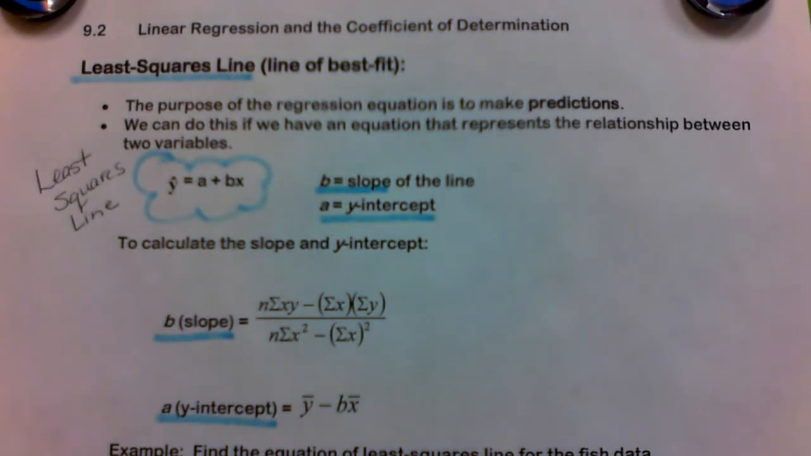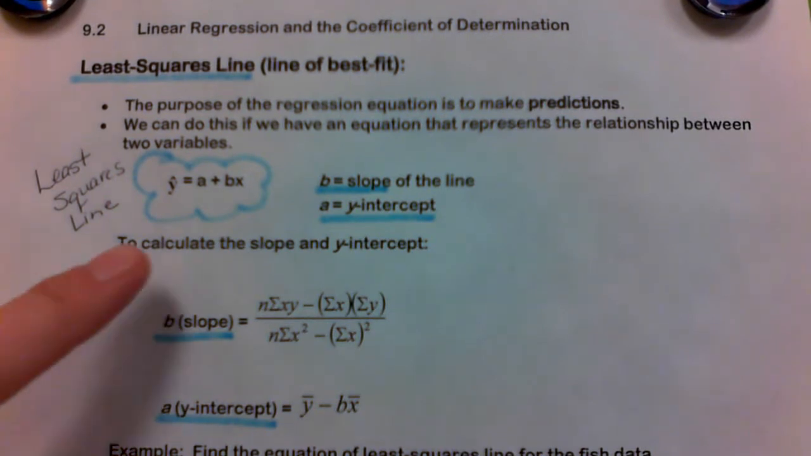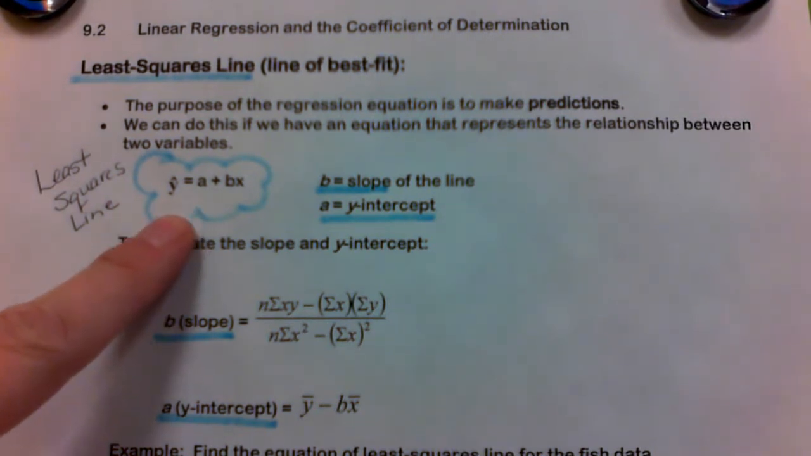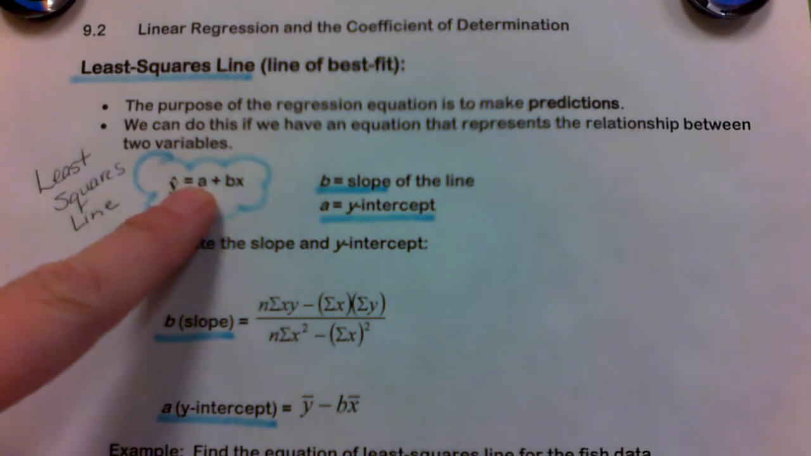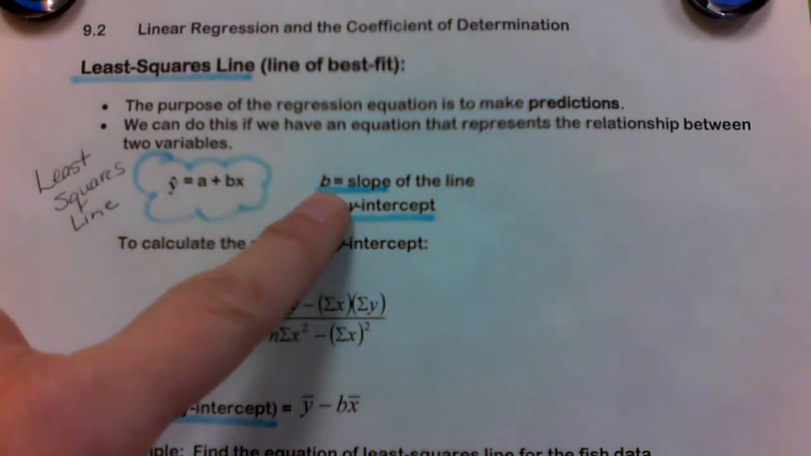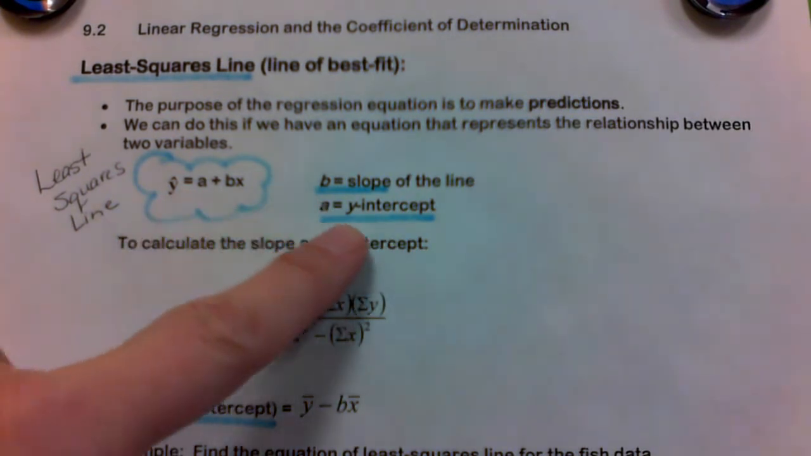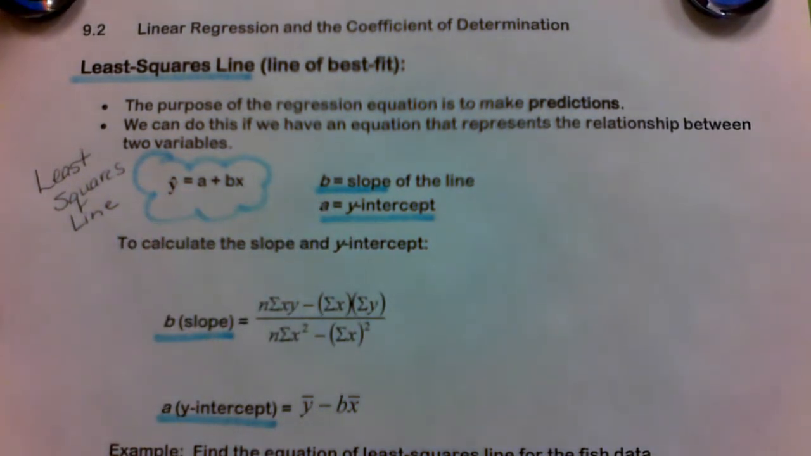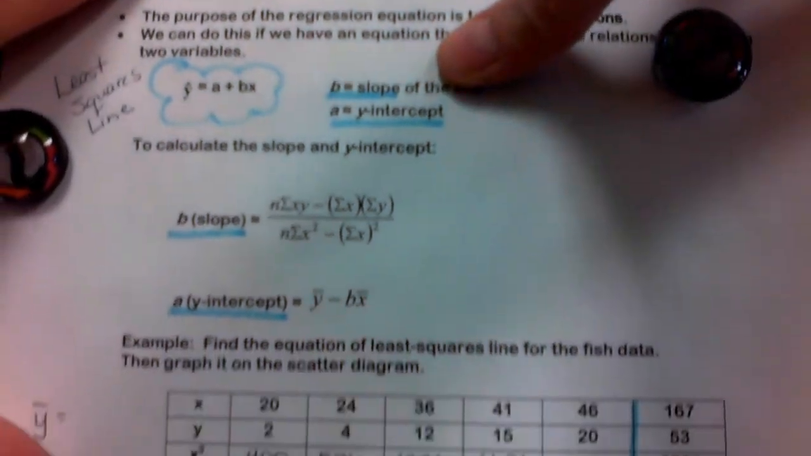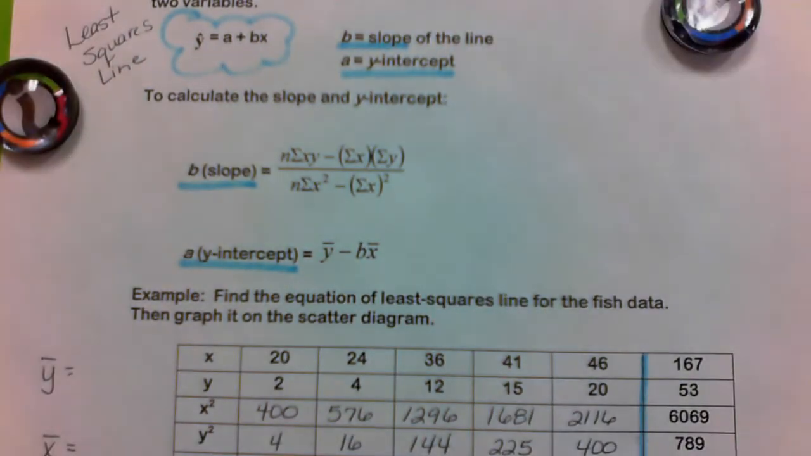And we're going to refer this back to the x and the y values that we used in 9.1. So the length of the fish and the weight of the fish. So here's the equation for the least squares line. This is called y hat equals a plus bx. B is the slope of the line, and A is the y-intercept, or where it crosses the y-axis. Now, these are the formulas that we're going to be using to find the slope as well as the y-intercept.